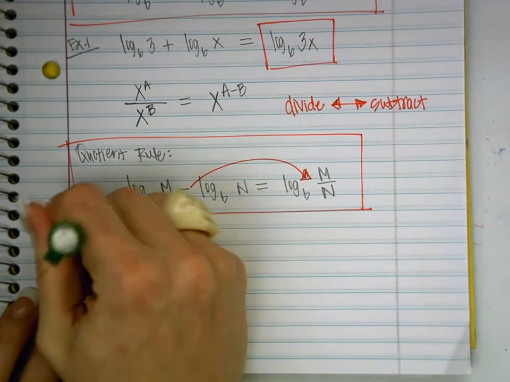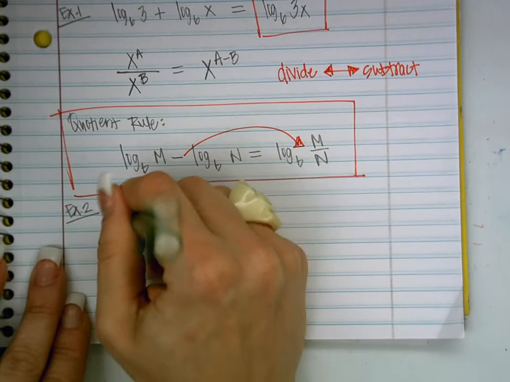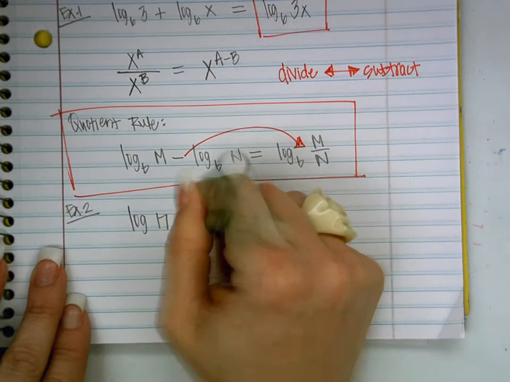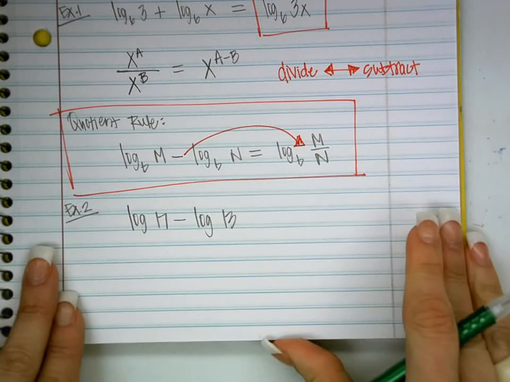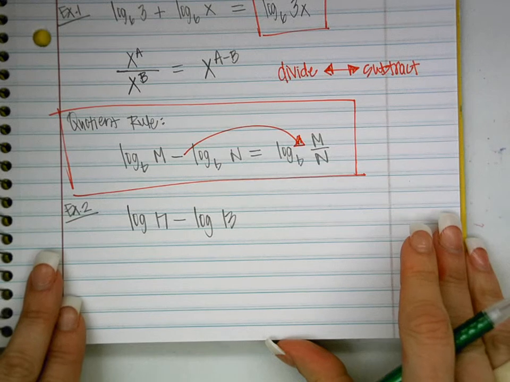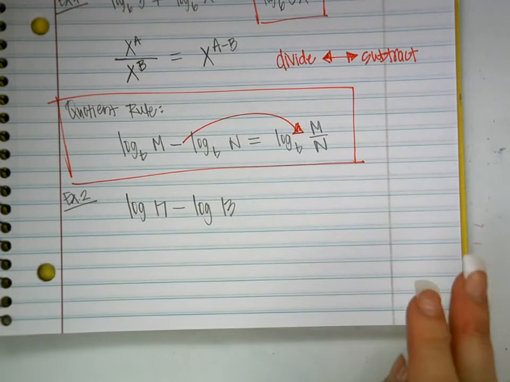And the way you're going to see that is something like for number 2, if I gave you log 17 minus log 13, and I asked you to condense that. So condense basically means I only want you to write one log.